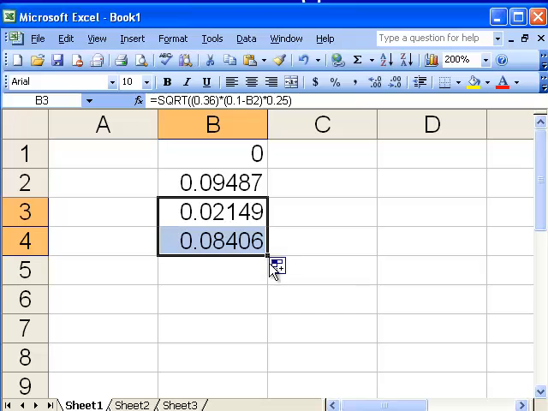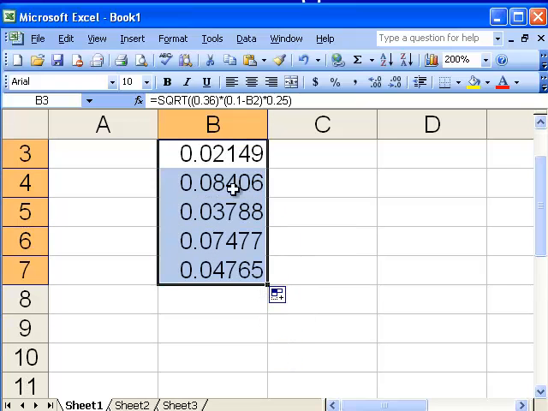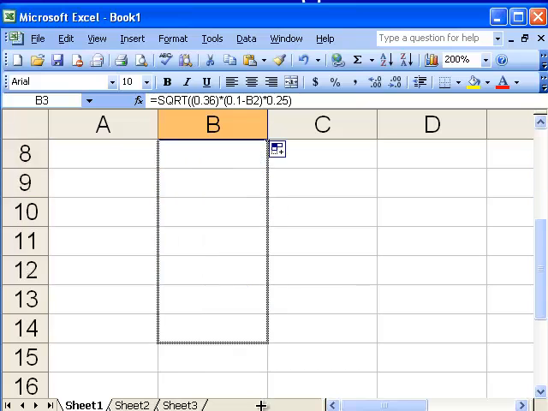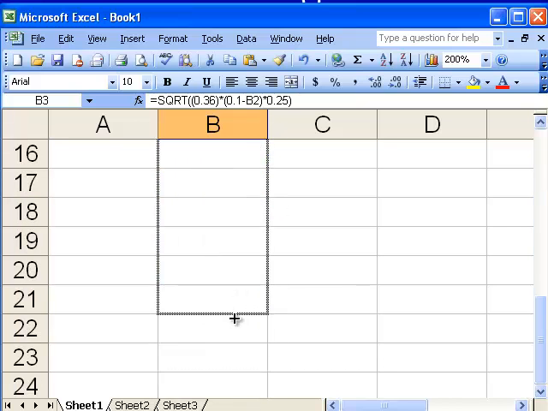But in Excel, let's not give up. Let's just keep copying this down. All right, so 0.02, 0.08, 0.03, 0.07. See, it is sort of converging. And let's keep going here. Copy it down, say, to 20 times.